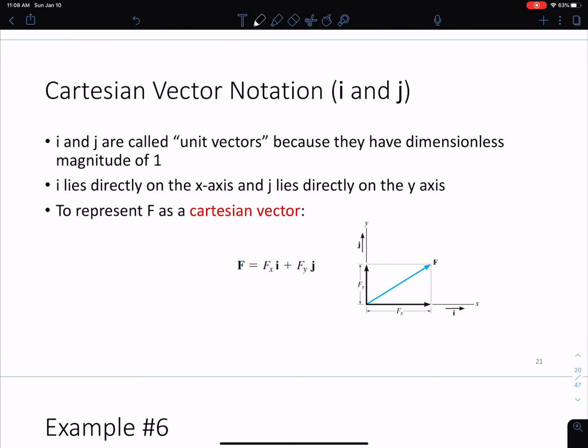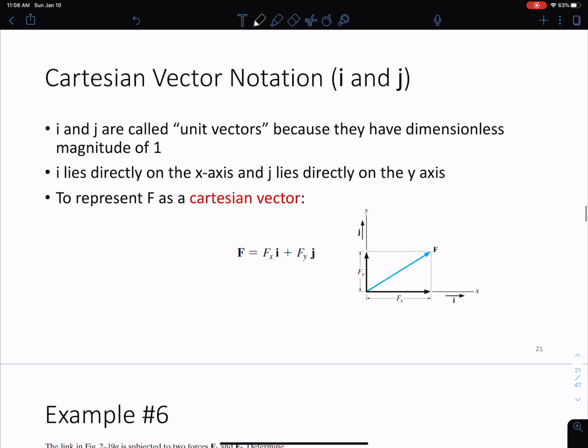Okay, so this video picks up right where we left off. We're still on topic 2, and we're going to go into Cartesian vector notation now. So let me pull this up real quick. All right. So again, this is a little bit of a refresher from calculus, but basically what we have are unit vectors in the x and y direction.